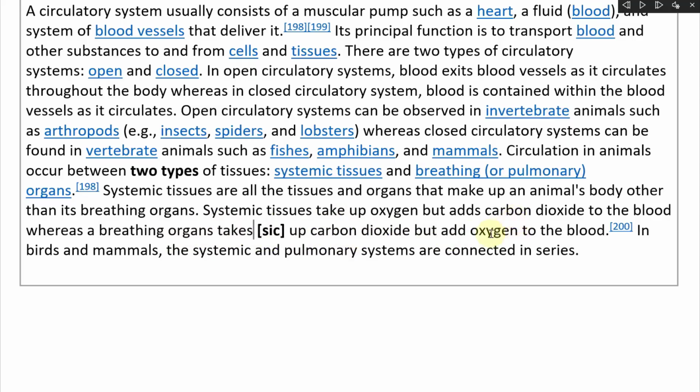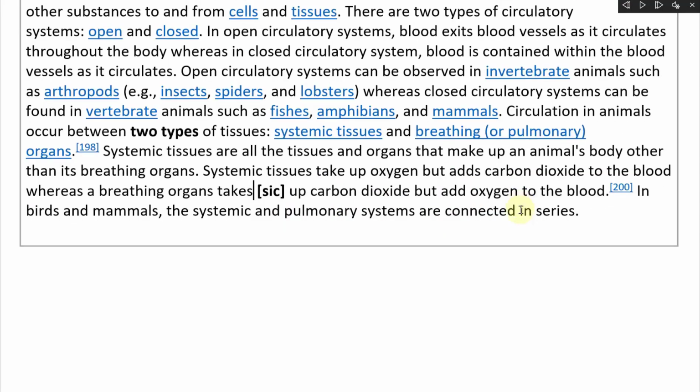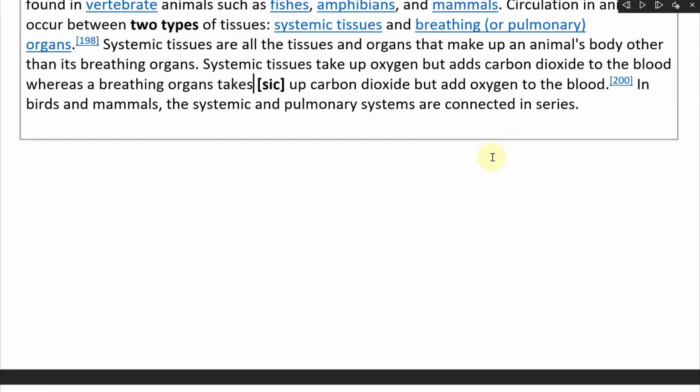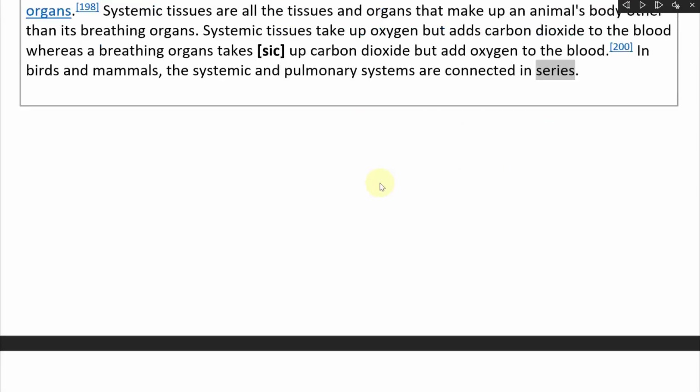So the lungs, when you're exhaling, take up the carbon dioxide, and then when you're breathing in, they add oxygen to the blood. So it takes out and in. And it's opposite for the systemic tissues. They take up oxygen, and then they add carbon dioxide. So in birds and mammals, the systemic and pulmonary systems are connected in series.